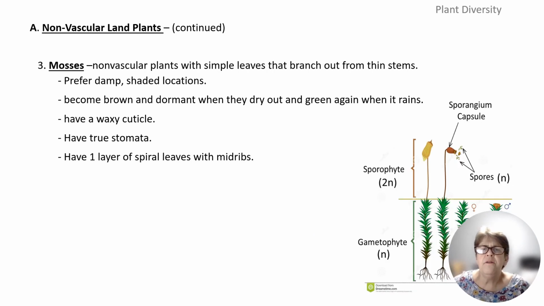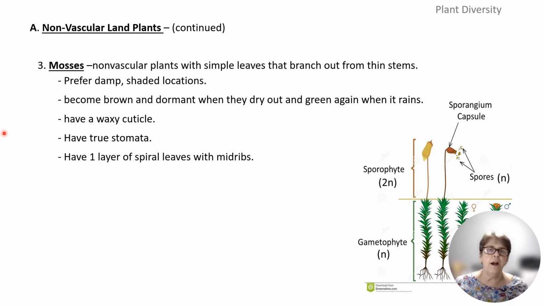Mosses are non-vascular plants, because we're still in that group, with simple leaves that branch out from thin stems. And you can see these simple leaves branching out from thin stems. They become brown and dormant when they dry out, and then green again when it rains. And we have a lot of this type of moss around in Maine. I have some in my backyard, and you'll see it.